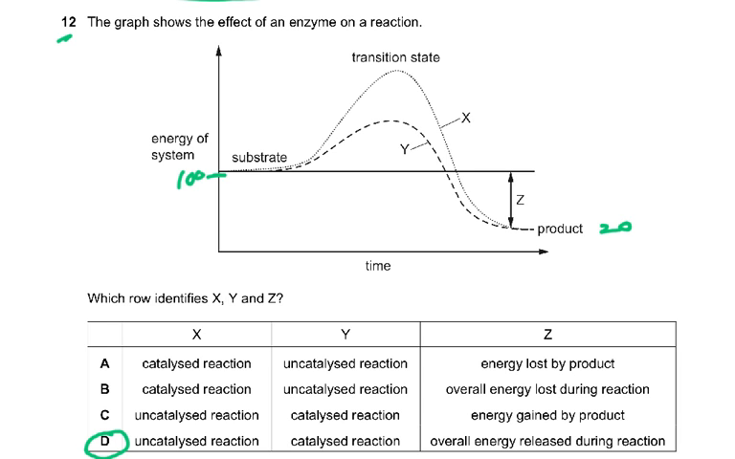X is the uncatalyzed reaction. You see, this is the uncatalyzed reaction. And then this has lowered the activation energy. So this is the catalyzed reaction. And this is the overall energy released during the reaction.